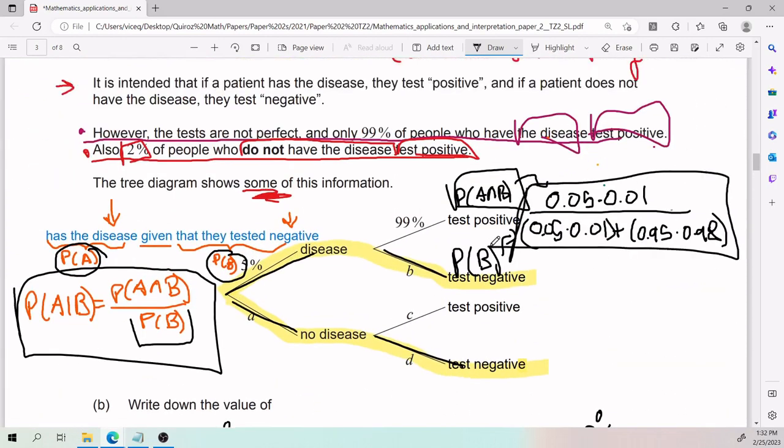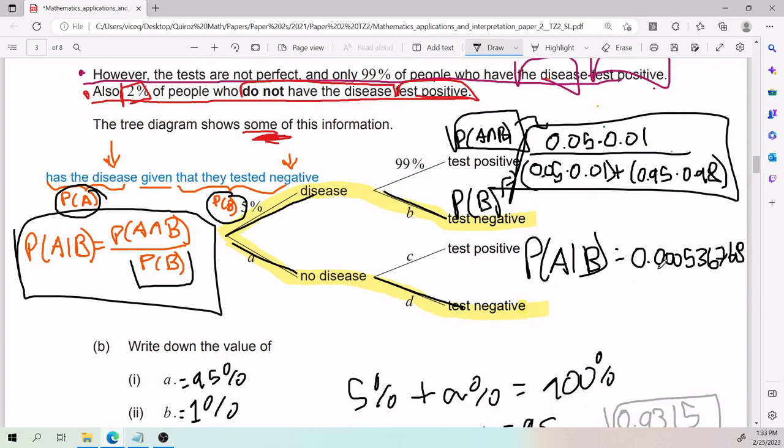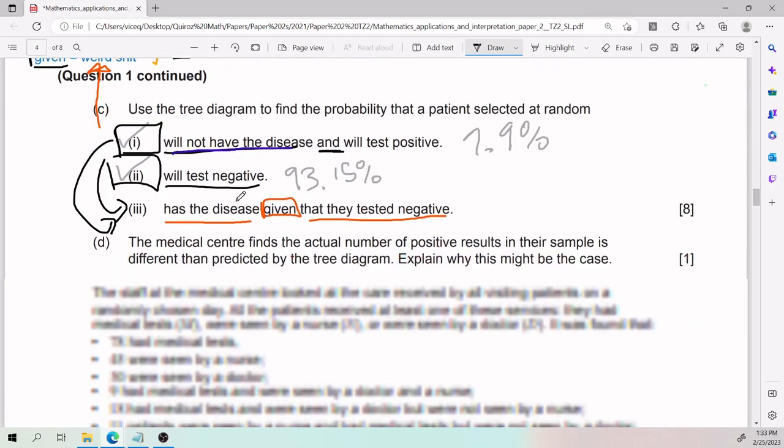You plug everything into your calculator, and the probability of A given B, in other words, has the disease given that they tested negative, is going to be just around 0.000536768. If you don't like that number, I want to turn it into a percent. That would be 0.0537%, let's say. Okay, so again, either of these works. That is the answer for this third part.